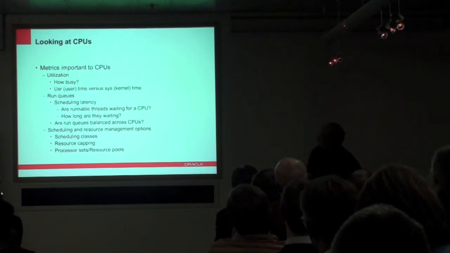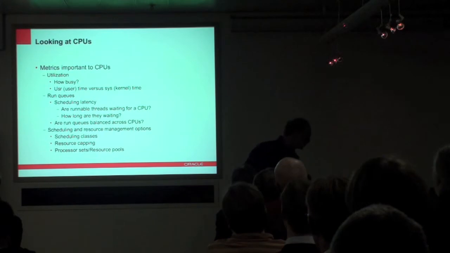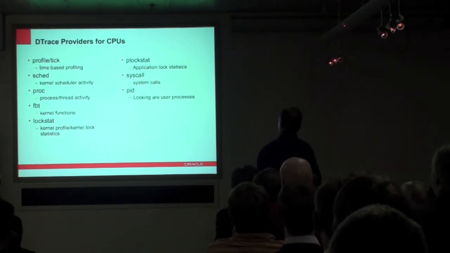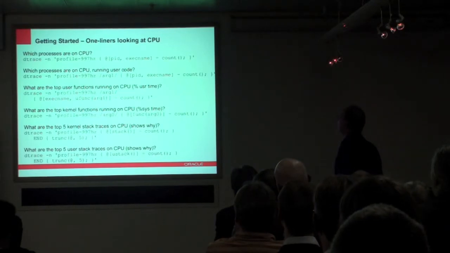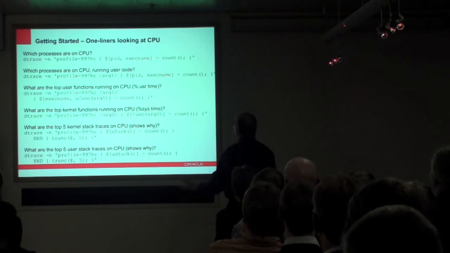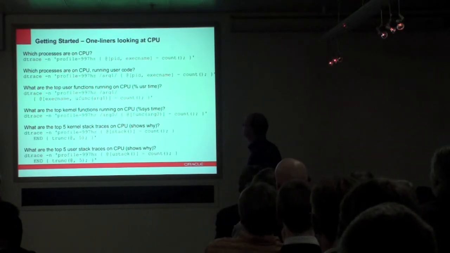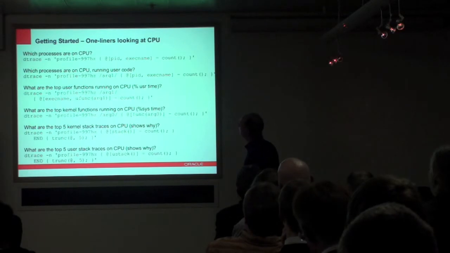All right, so let's start taking a look at some of the stuff you can do. These slides are available, so I'm not going to read this to you. So let's take a look at some of the interesting stuff you can do with DTrace. These are what we call one-liners, just using DTrace from the command line to take a look at where your CPUs are spending their time.